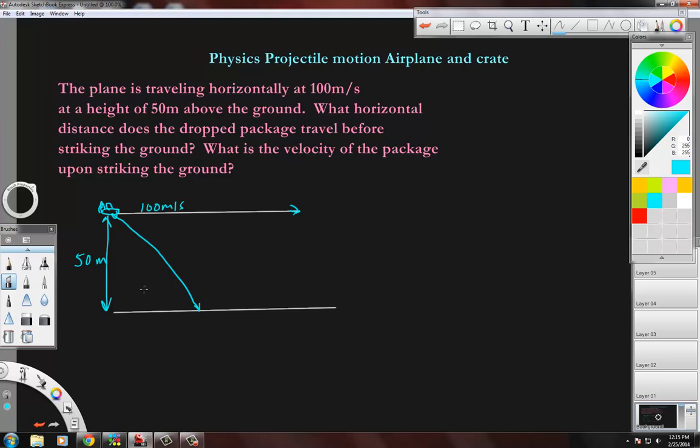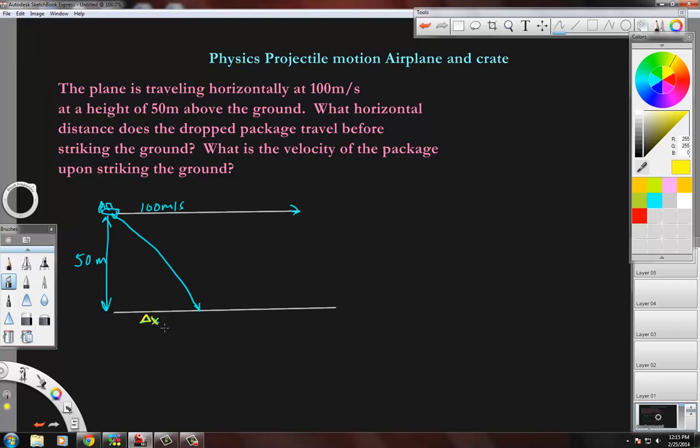And it wants to know, and that's it. That's all the information you're given. You're not given time or anything else. It wants to know, first, what horizontal distance does the drop package travel before striking the ground? So it wants to know this delta x right there. That is your goal. Delta x.